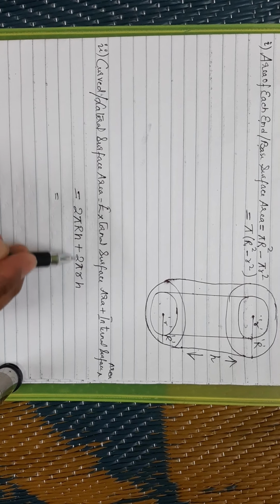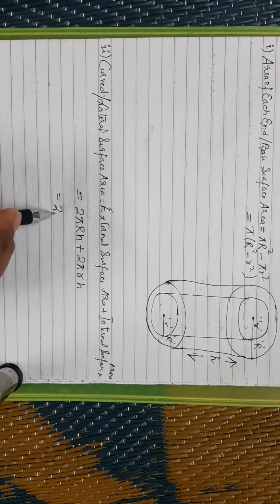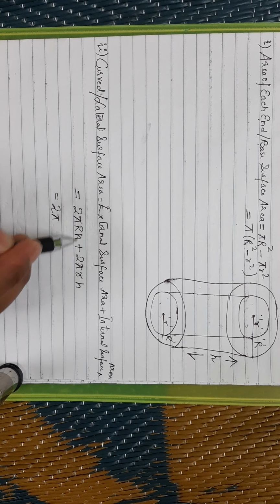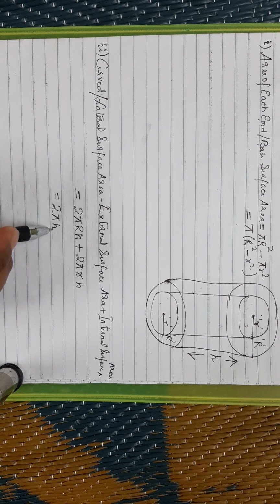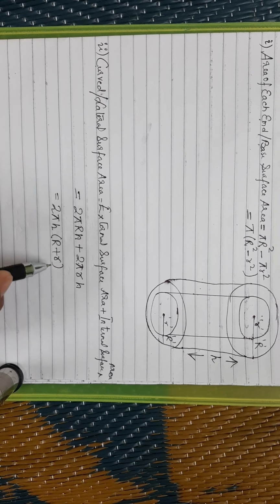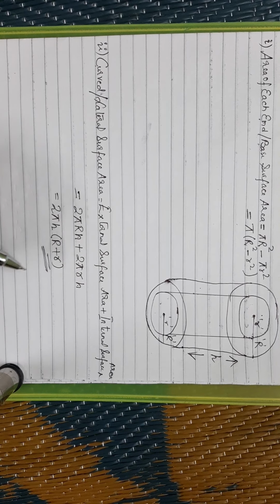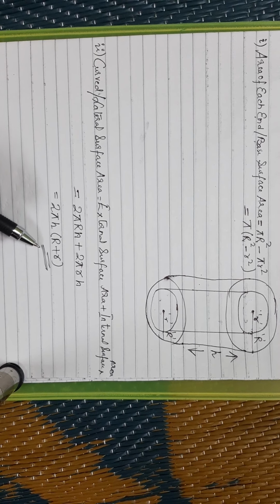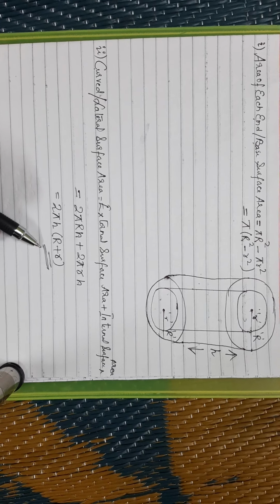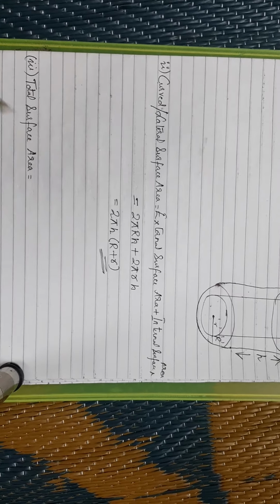What is common? 2 is common, so I will take 2 common. Pi is also common, so I can take pi common. Even h is common, so I can take out h. What is left? Only the outer radius plus the inner radius. So this is the formula that we use to find the curved surface area of the hollow cylinder. Clear? Don't learn, try to understand.